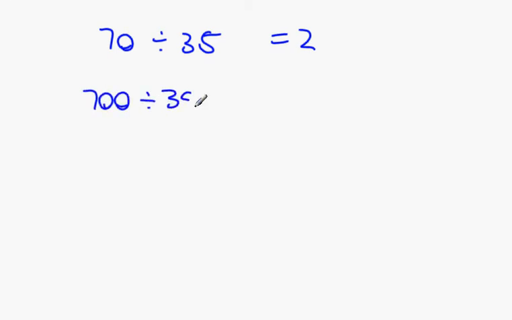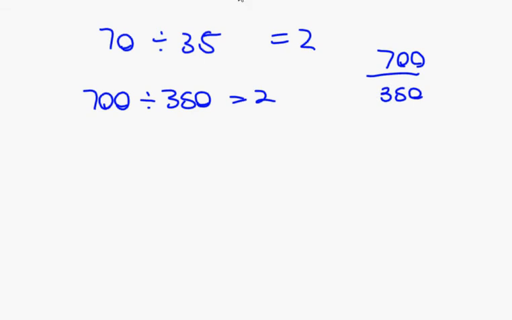A lot of people, when it comes to division, have something like 70 divided by 35, and we all know the answer there is 2. What happens if we multiply both numbers by the same amount? For example, if I multiply both numbers by 10, I now have 700 divided by 350. Same answer. So if you have a fraction and you multiply the top and bottom by the same number, the answer still remains the same.